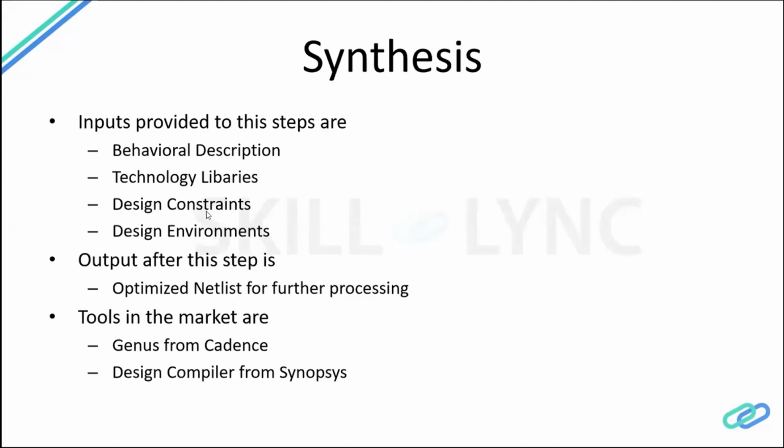Design constraints means we are specifying clocks, input delays, multi-cycle paths, or false paths. The output of this is an optimized netlist for further processing, wherein we do the backend and all those steps. Other tools in the market are Genus from Cadence and Design Compiler from Synopsys. They all come with different names altogether.